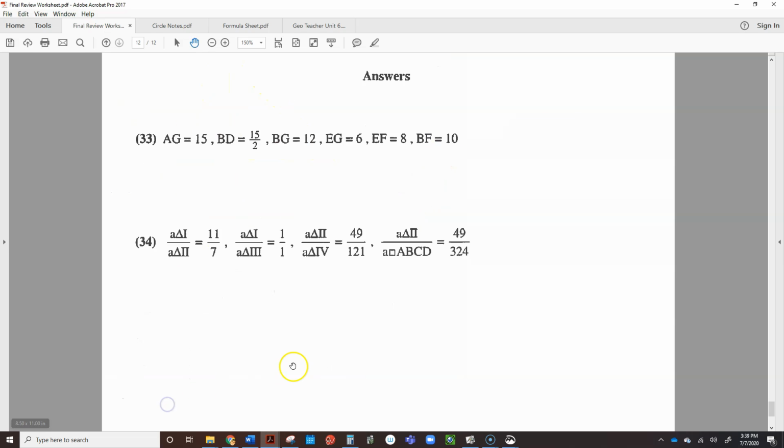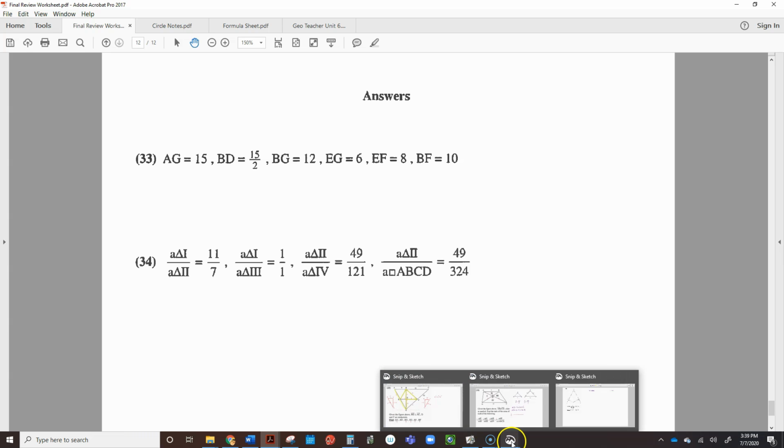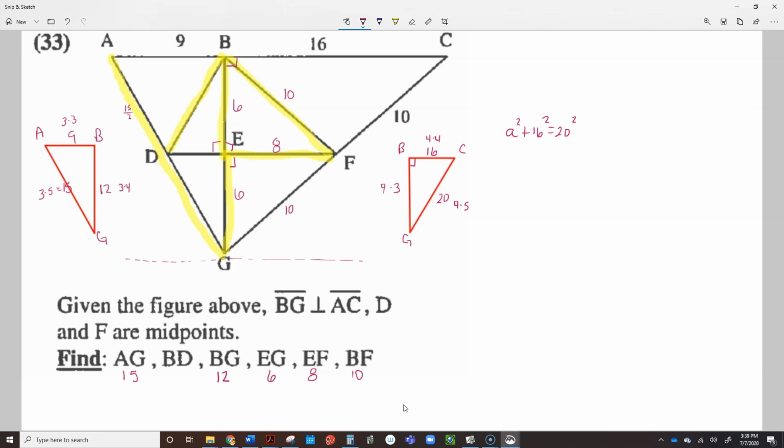This is number 33. And they say BD is 15/2 as well. That's what I thought I remembered. But let's see. We can go back and figure out why these two are the same. They're saying that these two are the same. Do I know anything about the angles?